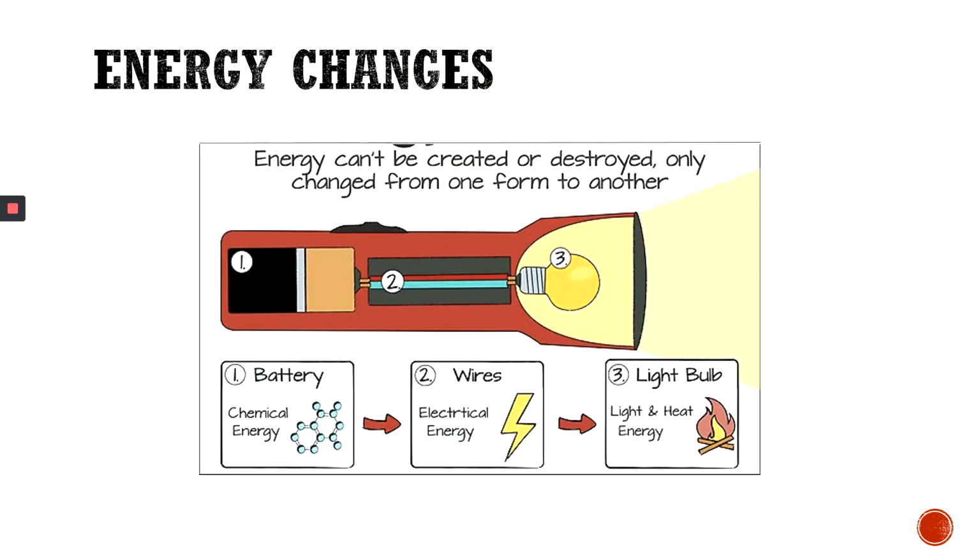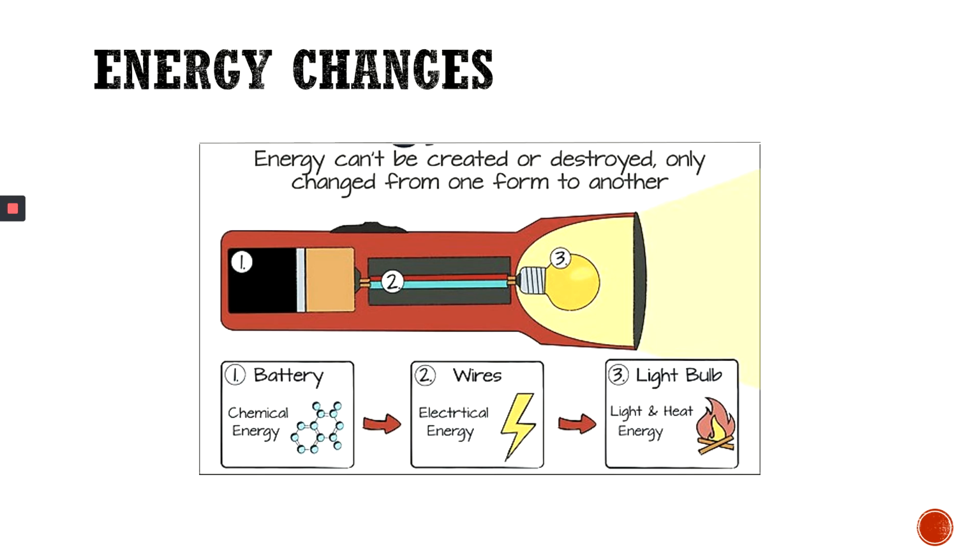So with different types of energy, energy can change from one form to another. According to the law of conservation of energy, energy cannot be created or destroyed. It can only be changed from one form to another.